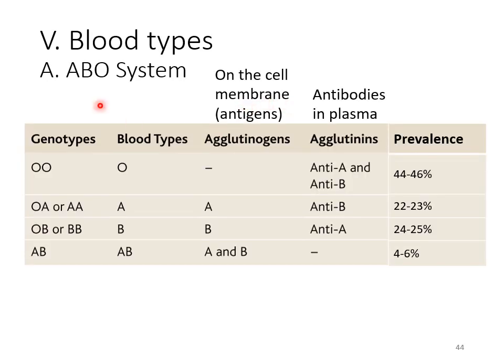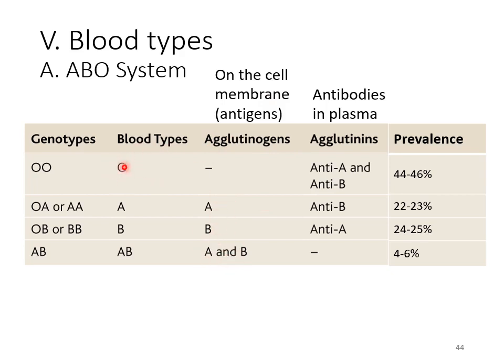So first, let's focus on the ABO system. Your ABO system, as we said, has the blood types O, A, B, and AB. These blood types represent what antigens are on the cell membrane. Antigens, also known as agglutinogens, are what is on the cell membrane.